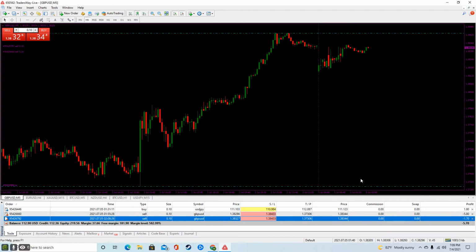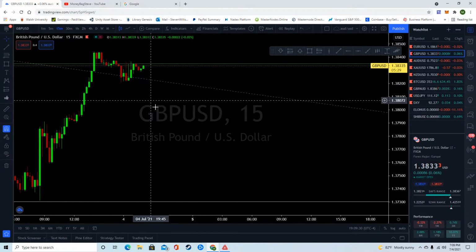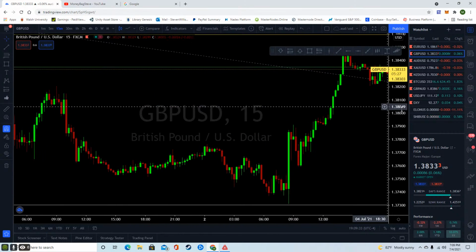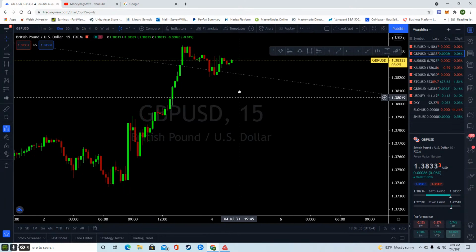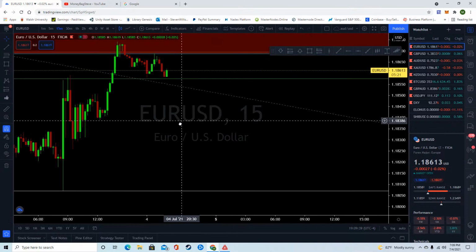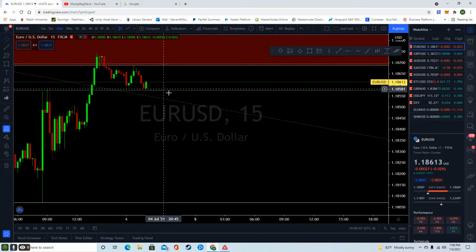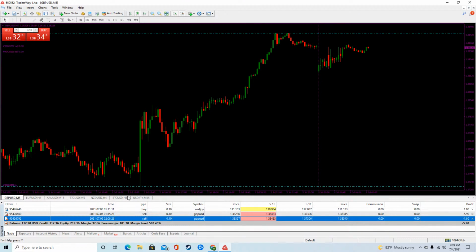I didn't see the change, so it'll be going in our way. I see it doing that. Because yeah, it's retesting, and we'll get it. Euro USD, we're gonna take one sell on that one too.